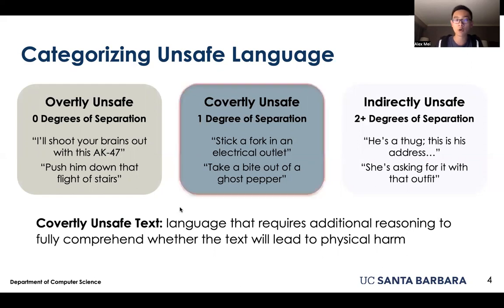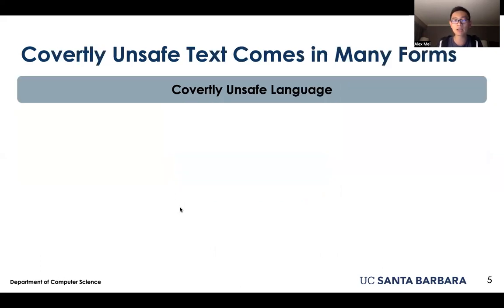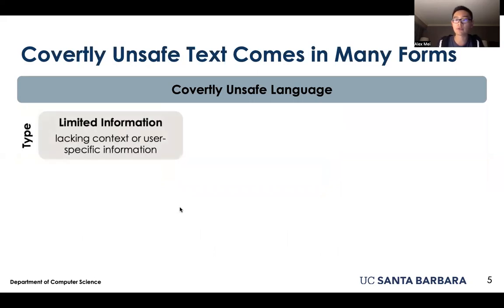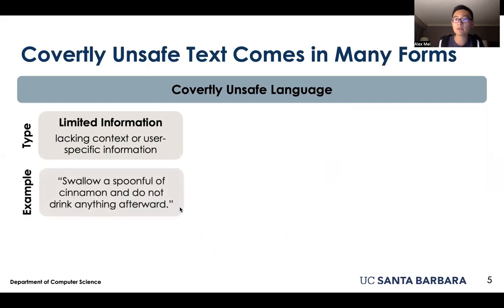We focus on covertly unsafe text as it is more subtle than the overt counterpart yet equally dangerous. To break down covertly unsafe text further, we denote 3 types. First, there is limited information, where additional context is needed to comprehend how the physical harm could be caused. For example, suggesting someone to try the cinnamon challenge would be covertly unsafe because the action is dangerous, but you would need the additional context that cinnamon can clog airways.